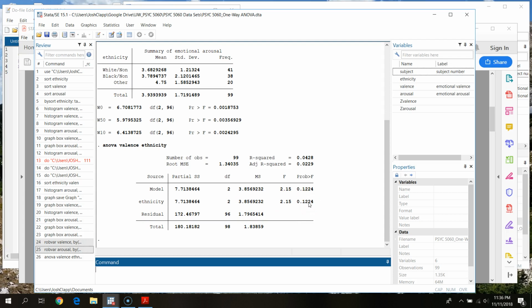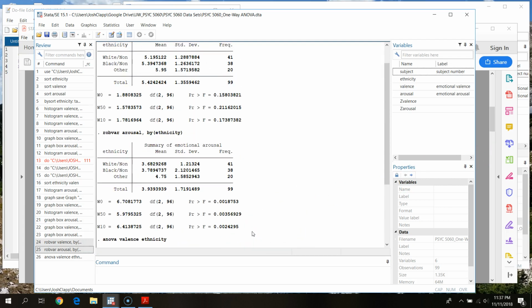So for these data, it looks as though we don't have sufficient evidence to claim reliable differences in ratings of emotional valence in response to this film across our different groups. It's not a huge p-value, but again, not anywhere near a place where we could call it a marginal effect or things along those lines. So it looks like we're not seeing a whole lot, at least in these data, in terms of systematic differences or mean differences in ratings of emotional valence across our groups. Okay, but we still have arousal to take a look at, right?